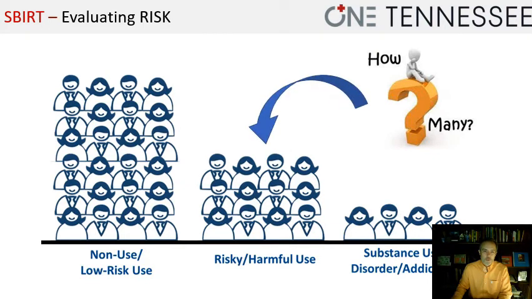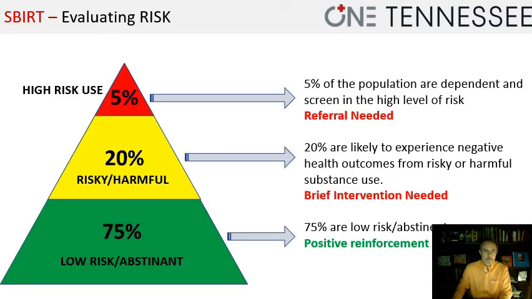So when you're evaluating risk, remember that roughly 75% are low risk or abstinent, so your role is just going to be continuous positive reinforcement. That middle section, or roughly 20%, are likely to experience negative health outcomes from risky or harmful substance use, and this is where those brief interventions are needed and can be very impactful. For those patients outside of that, roughly 5% of the population are going to be dependent and screening at a high level of risk. These patients need a referral and more specialized care.